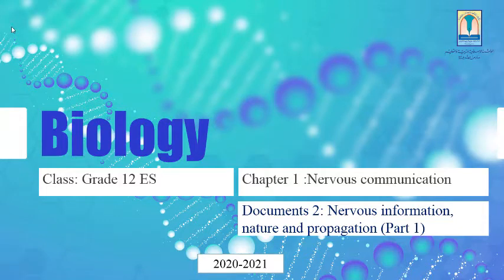Today we're going to explain Chapter 1, Nervous Communication, Document 2, Nervous Information, Nature and Propagation, Part 1.